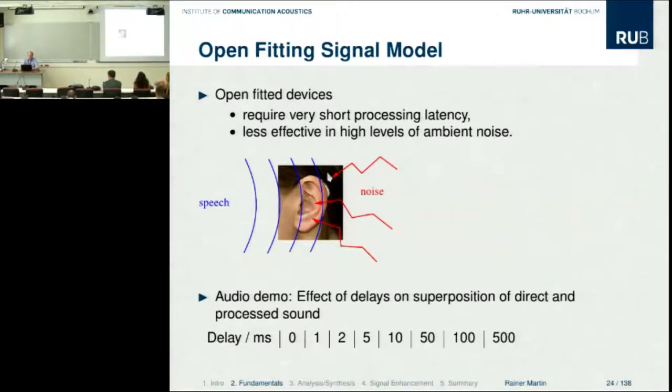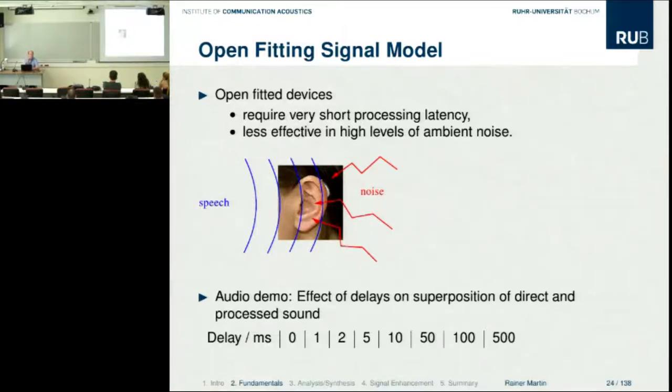Okay, so here is a kind of not really signal processing model, but that will come in a few seconds, of an open fit device. What I want to show here with this small experiment that we will listen to in a few seconds is that open-fitted devices require very short processing latency. So why is that? Well, mostly because the speech sounds will be picked up by the microphone of the device, then will be amplified and inserted into the ear canal.